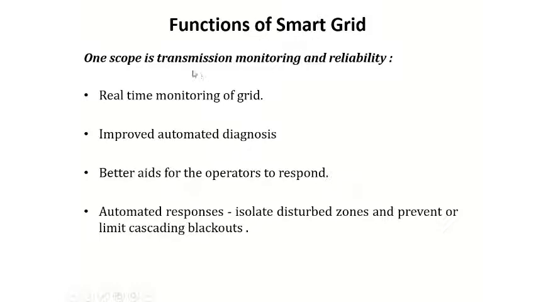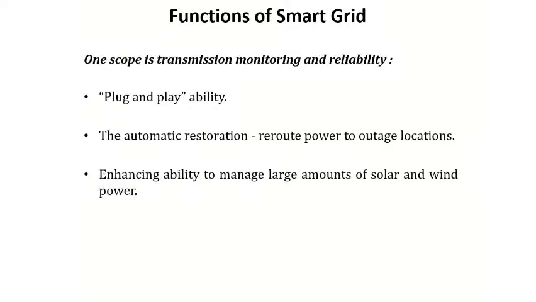What are the functions it has to perform? It has to do real-time monitoring of the grid. It has to provide automated services, that is, it has to diagnose automatically throughout the system. It needs to provide the operators a helping hand so that the operators have less problem in identifying the solution or correcting the system. Similarly, it needs to have automated responses in order to isolate the disturbed zones or to prevent cascading blackouts.